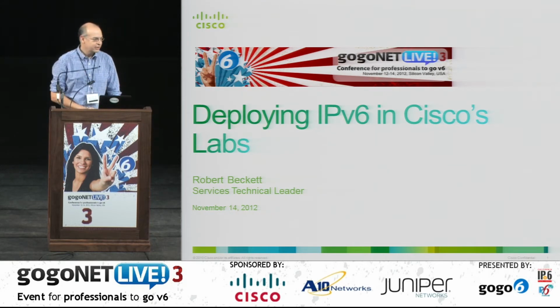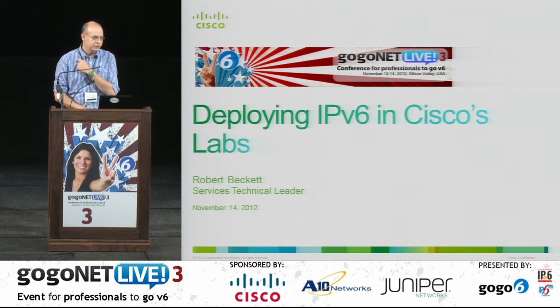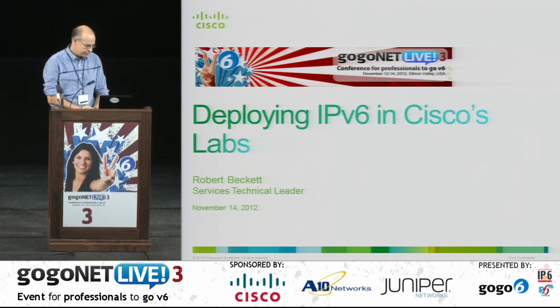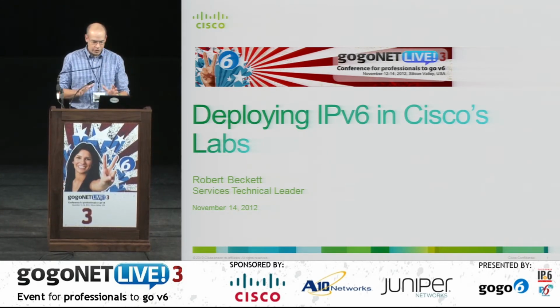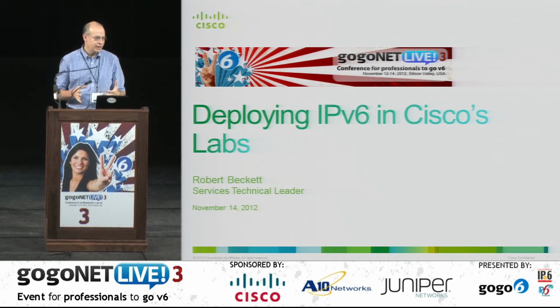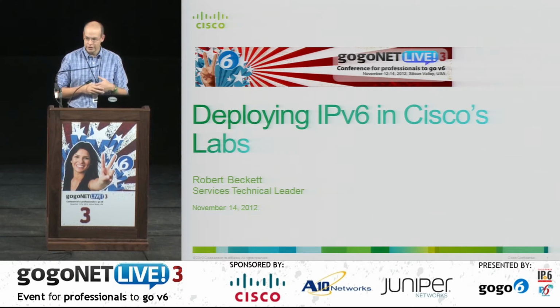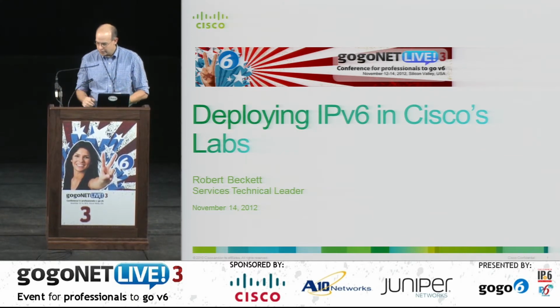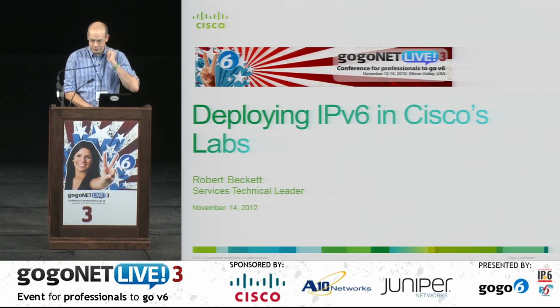Hi, everybody. My name is Robert Beckett. I'm a services technical leader at Cisco Systems, work in the TAC, on the TAC escalation team. Been there about 16 years. And I wanted to give what I would consider a fairly simple talk on deploying IPv6 in labs. I won't be talking about anything terribly fancy like extension headers or NAT 464 or anything like that. So hopefully you can keep it simple going into lunch here.